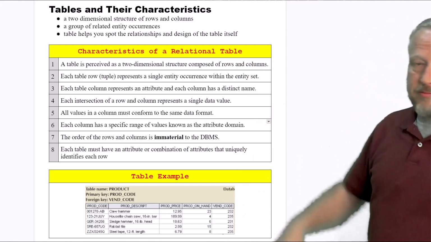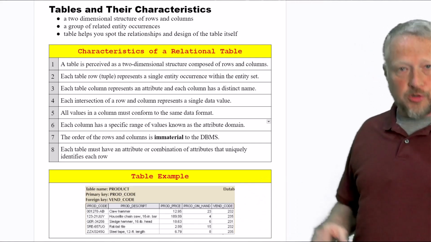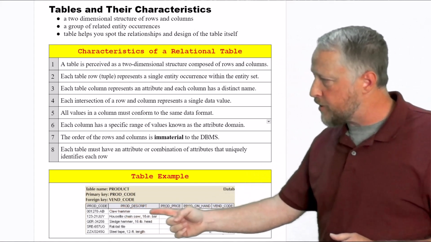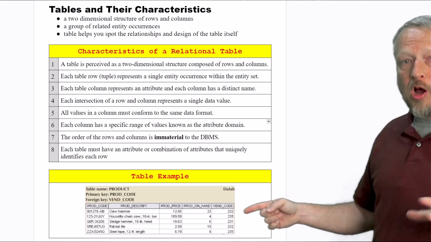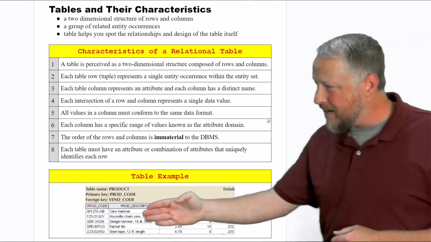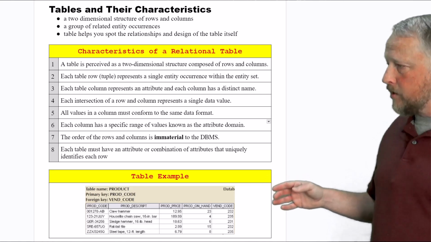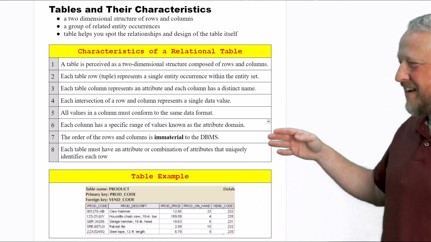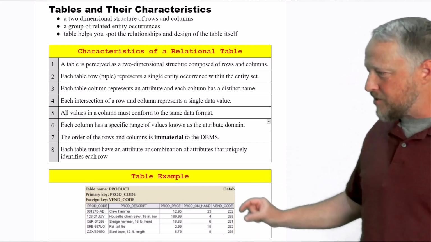So first of all, a table is going to be represented as a two-dimensional structure, okay? There's going to be our different attributes for this particular table, and then each table row, which is a tuple or row, whatever you want to call it, represents a single entity occurring within that table. Each table column represents an attribute. I already did that one. That's kind of funny. Each intersection of row and column represents a single data value.